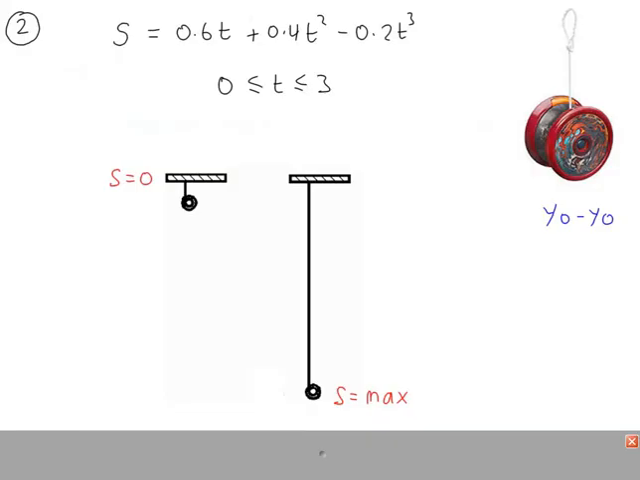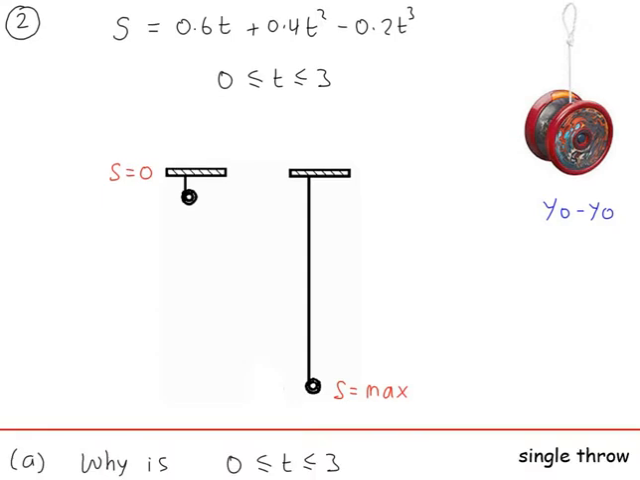So in this example we have a yo-yo, and its displacement is initially 0, and as it extends it reaches a maximum displacement relative to where it started, and we have the displacement equation here. Displacement as a function of time. So in a single throw of the yo-yo, why do we have this condition?